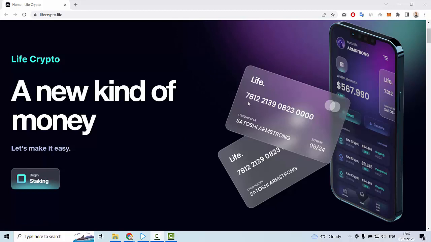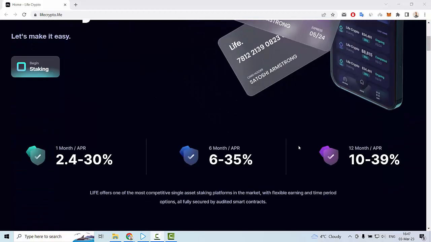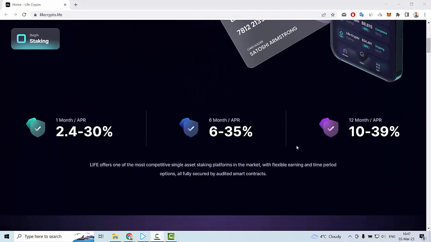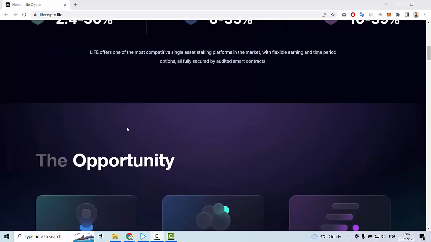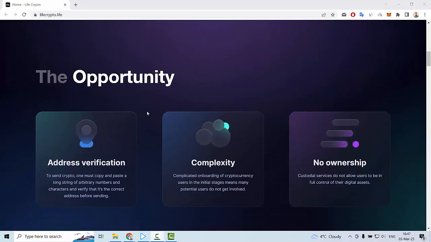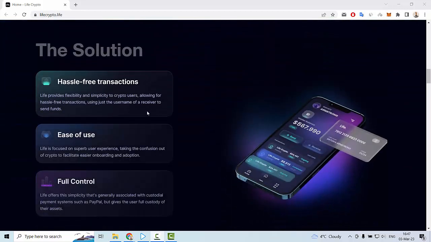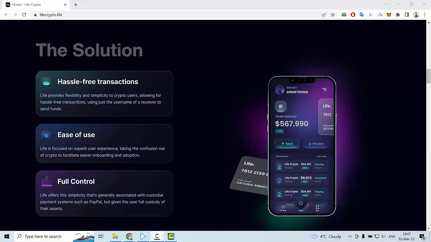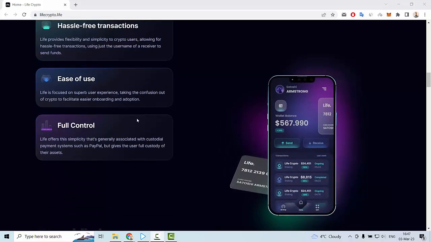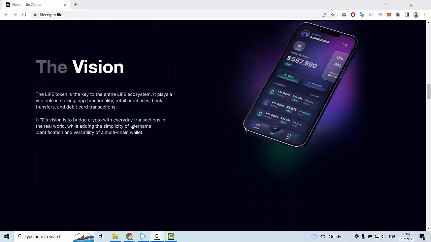Also we can see the crypto card of this project, and for example the card holder may be Satoshi Armstrong, and we can see information about staking, so APR is up to 30%, and some of the opportunities of this project. This is address verification, also complexity and no ownership. And the solution of this project is hassle-free transactions, ease of use and also full control.